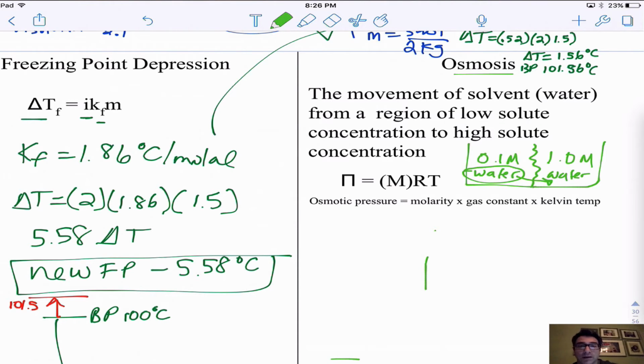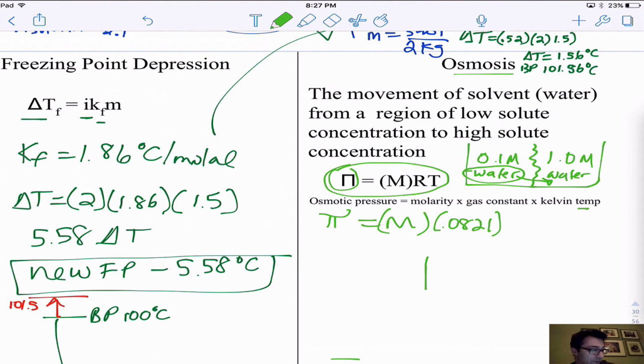So the 0.1 molar, as it lost water, the concentration would go up. The 1 molar, as it gained water, the concentration would go down. So here is my equation for the osmotic pressure, and this symbol right here is pi, it didn't come out so well. M is molarity. R is the universal gas constant, 0.0821, and T is the temperature in Kelvin.